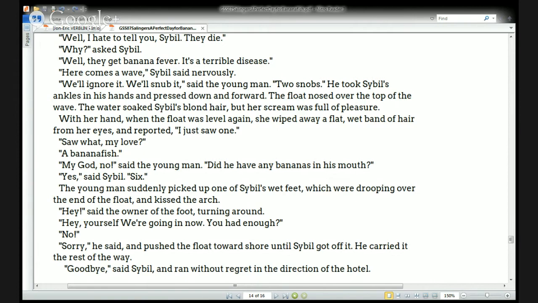I can't help but think that this is the description of a love affair, because Sibyl says goodbye, but she has no regrets. So it's like they've had a kind of affair. They have their moment, and then she runs off with no regrets. But that's not to say it isn't a real love affair. He says, "So what, my love?"